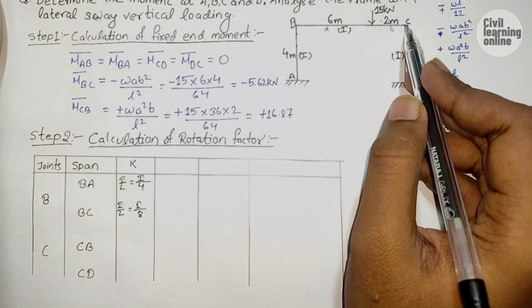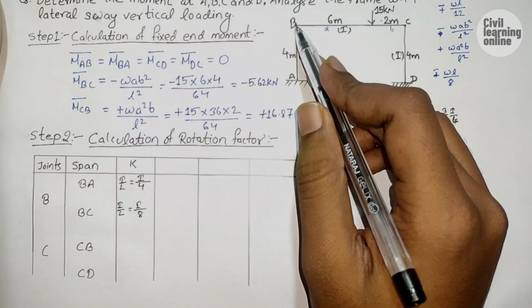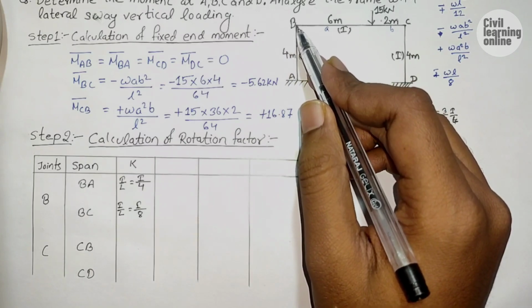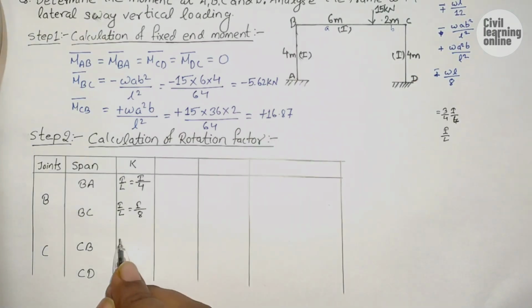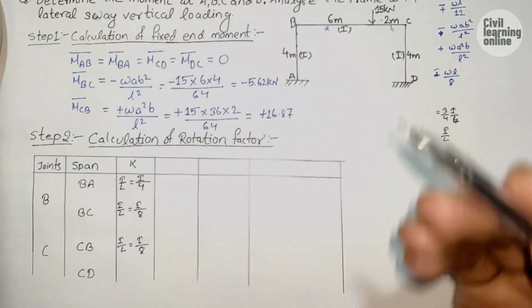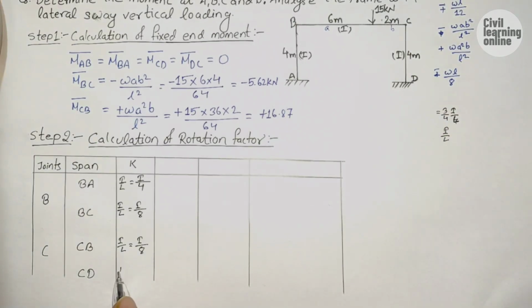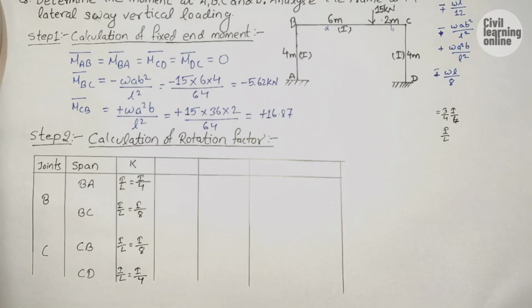Similarly, for span CB, meaning C to B. Now see here, what type of support is at B? It is hinge support, which is at intermediate position, it is not at the end, so again it will be I upon L, and the value of K will be I upon 8. Similarly for CD, D is fixed support which is at the end, again we will have I upon L, meaning I upon 4, the span is 4 meter.